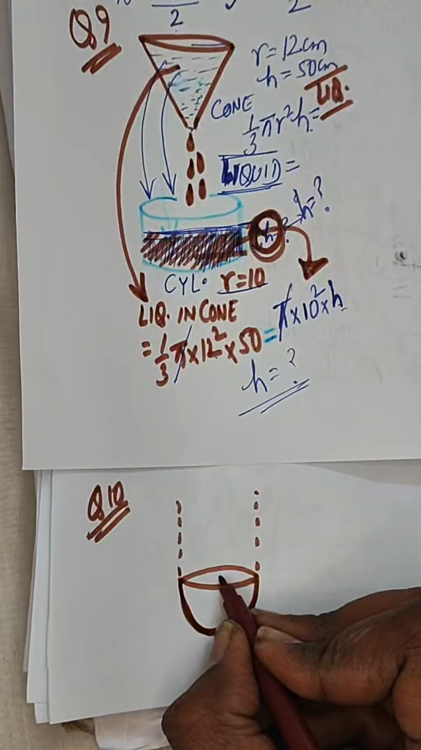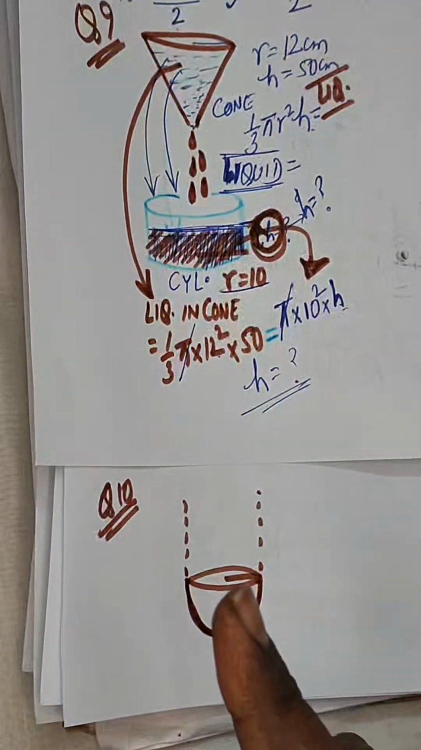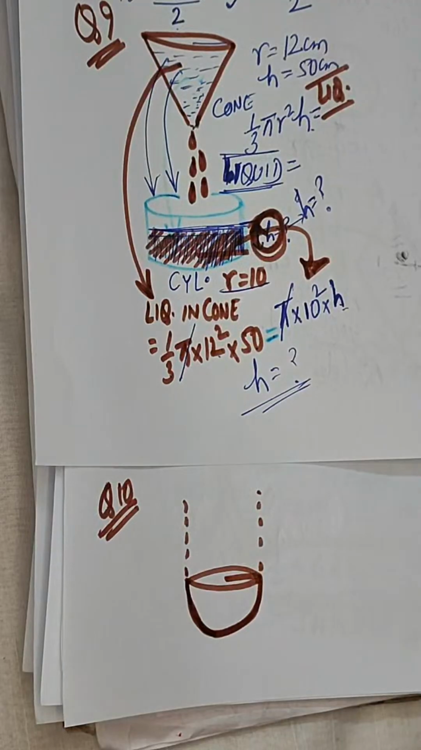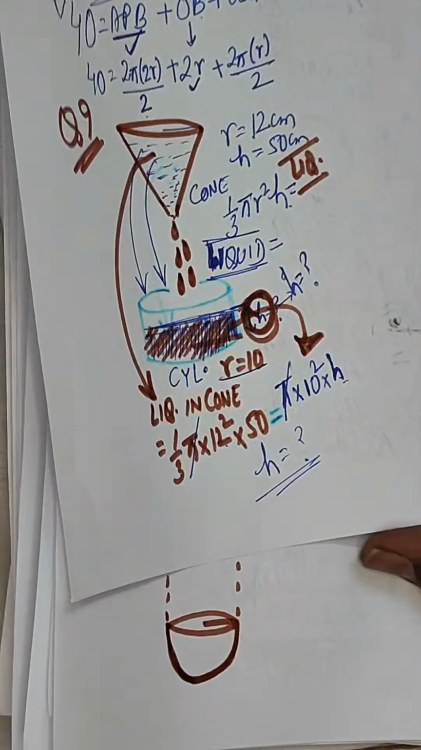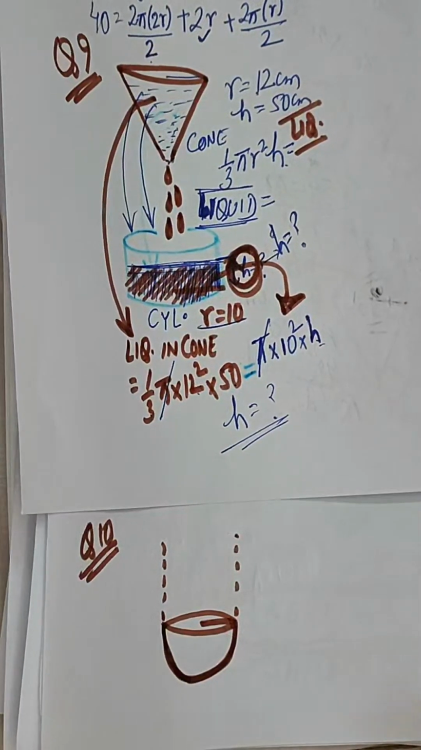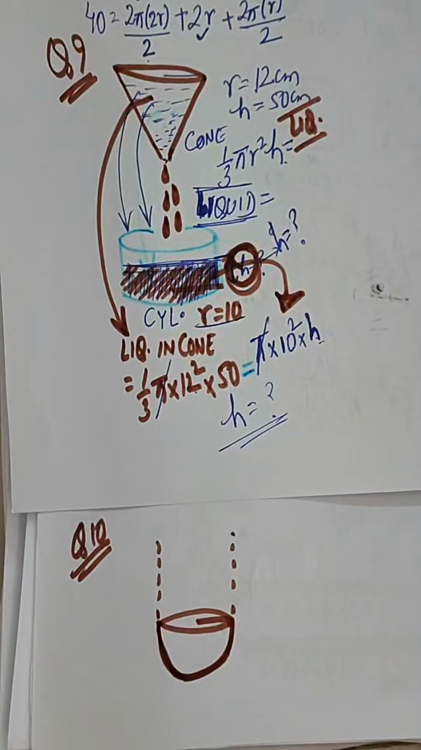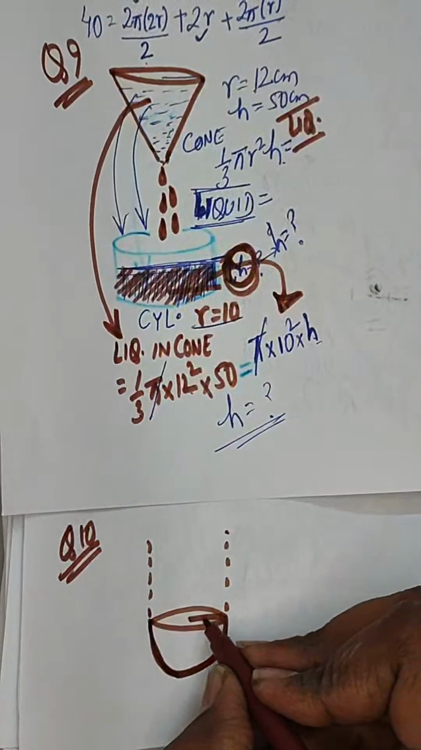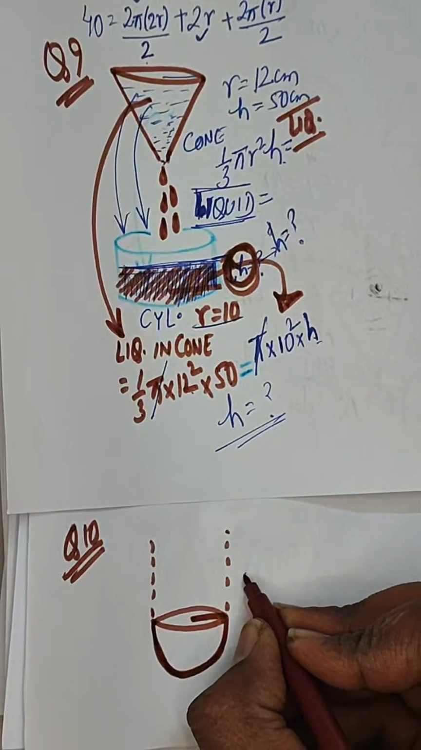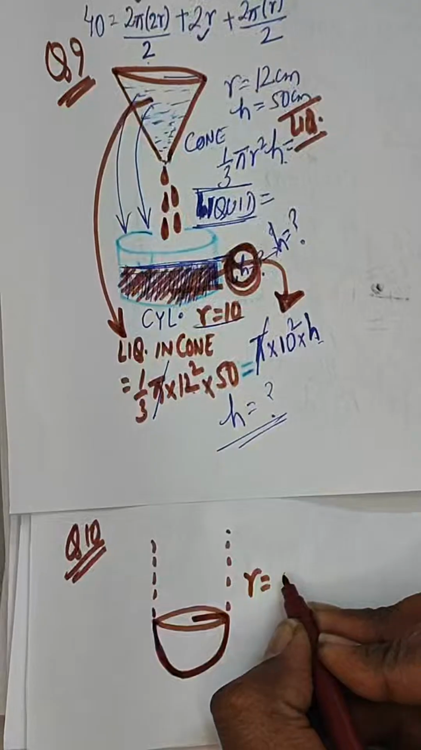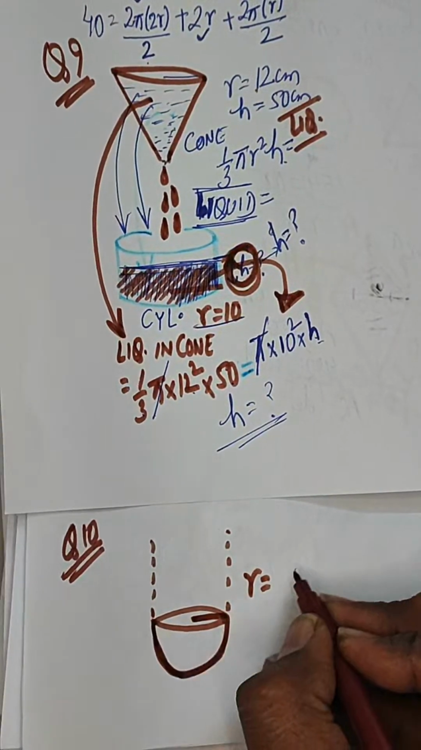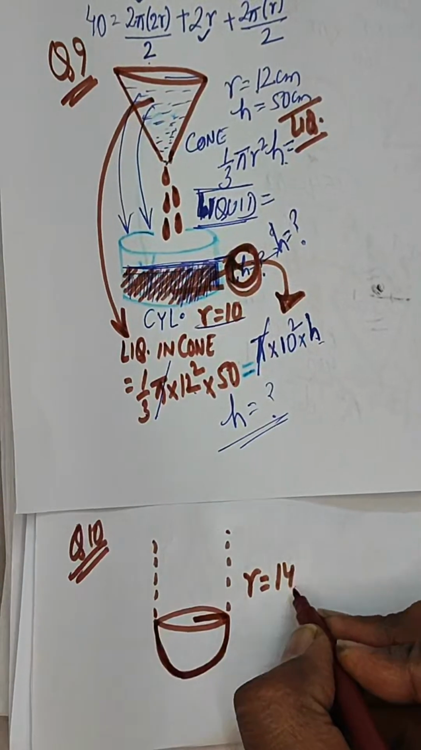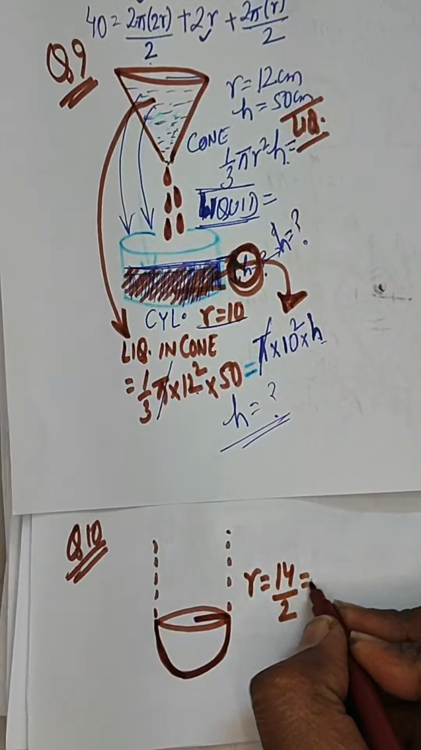Diameter is 14 cm definitely. Just when you are going to solve the question, my dear friends, make sure that when the diameter is given to you, don't forget to convert it into radius, because radius is diameter by 2. The diameter given over here for the hemispherical ball is 14 centimeters. So radius will be 14 by 2, which is 7.